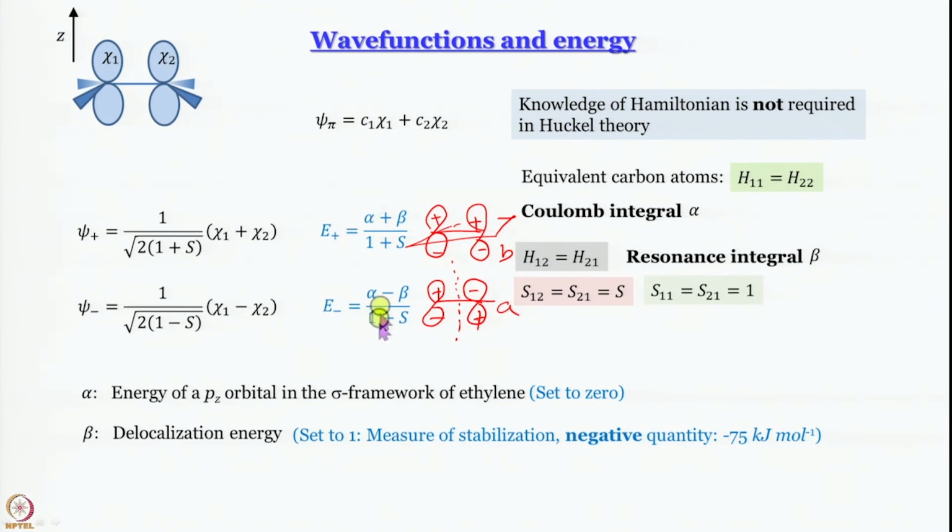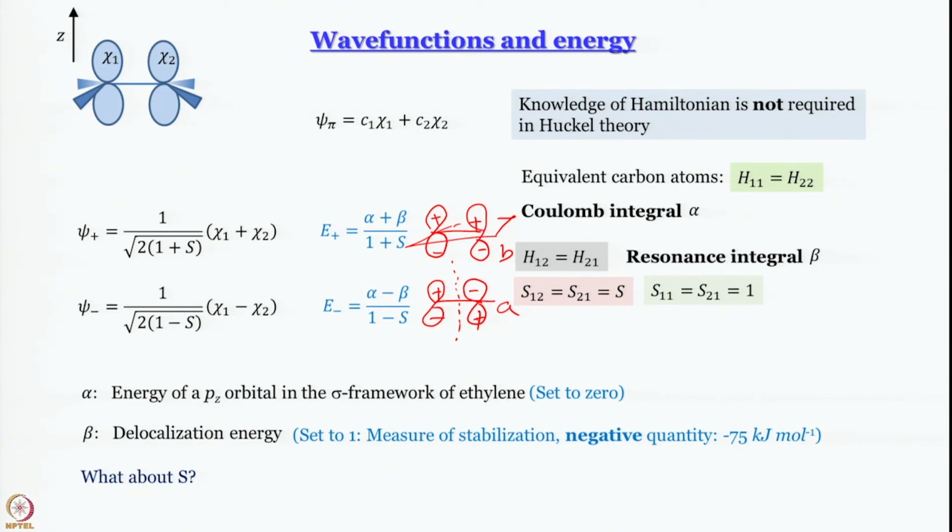Okay. Alpha in any case will be set to 0, we will see what we will do to S, and then whatever is the difference, that turns out to be 2 beta. Okay. From there you see that it turns out to be minus 75 kilojoule per mole, and beta is used as a known constant quantity in Huckel theory. This is the approximation, and this is the semi empirical aspect.